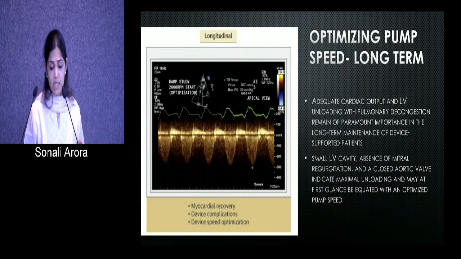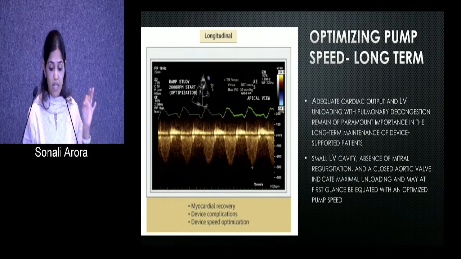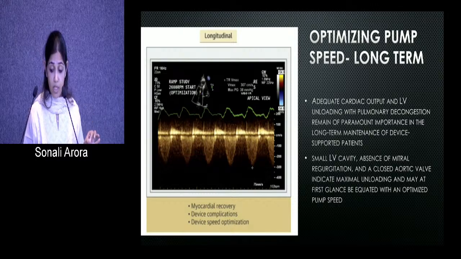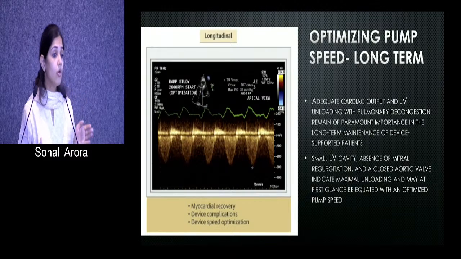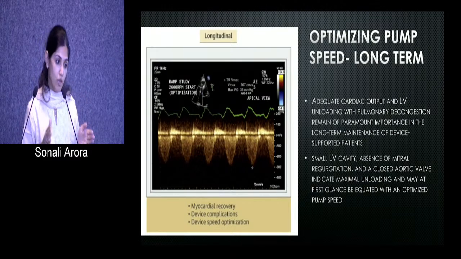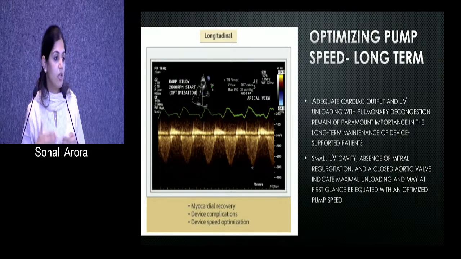On a long-term basis, what are you looking for in an LVAD patient? Adequate cardiac output, adequate LV unloading with pulmonary decongestion, which are the most important things in all LVAD implanted patients. So you want on an echo a small LV cavity, absence of mitral regurgitation, a closed aortic valve. These three features, if you achieve them, will tell you that you are maximally unloading a patient with an LVAD. Whether you achieve it or not is a different question, because every patient will be different, but these are your goals when you're doing an echo on a patient to increase or decrease speeds.